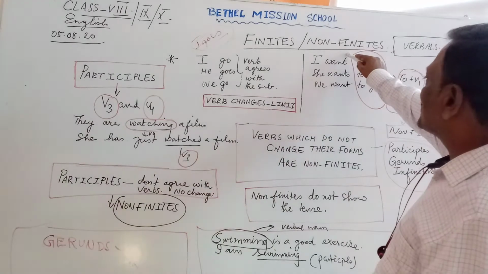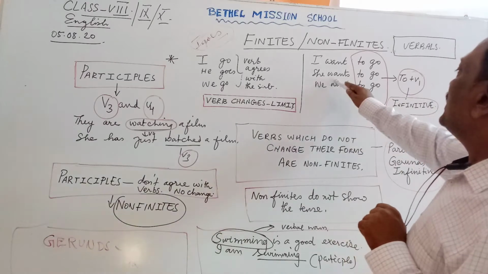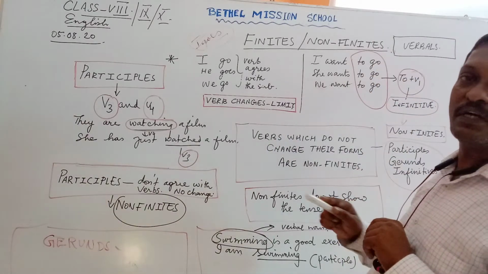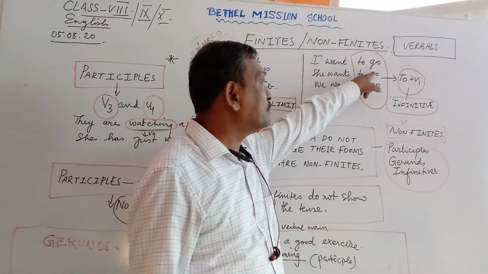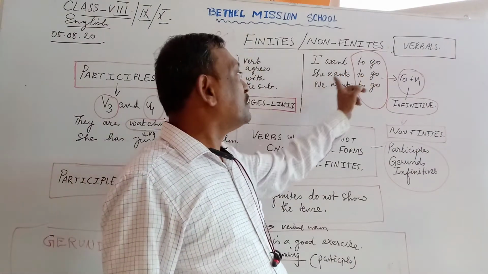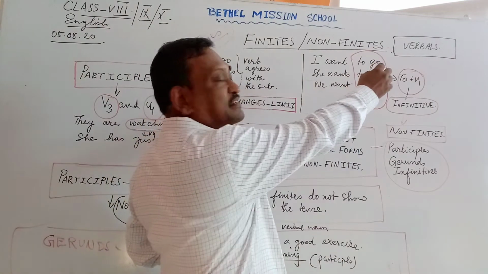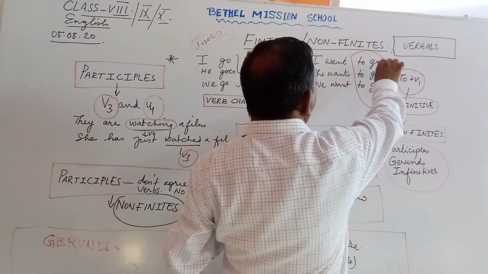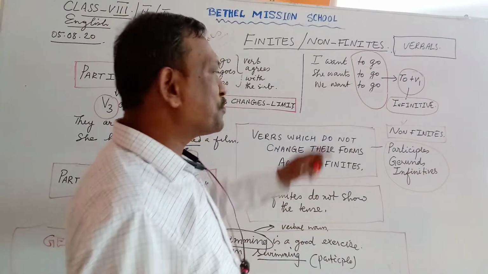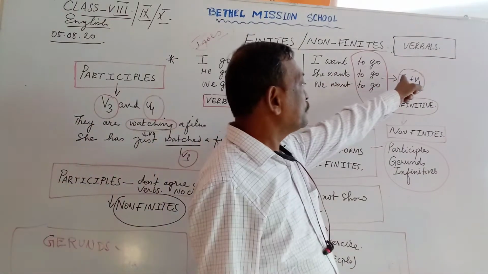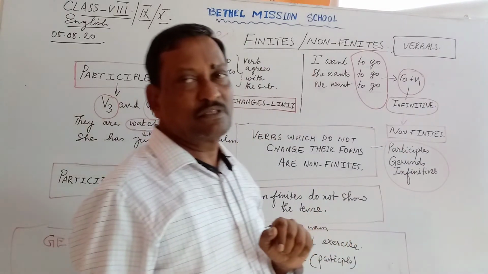But look at this. I want to go, she wants to go, we want to go. Now if you look at these 3 sentences, you see in all the 3 sentences, we have this to go. To go is repeated, which means to plus the first form of the verb is used.